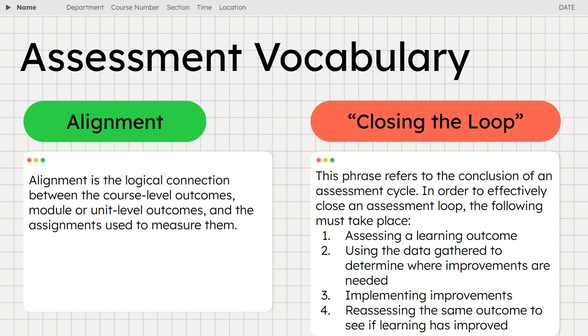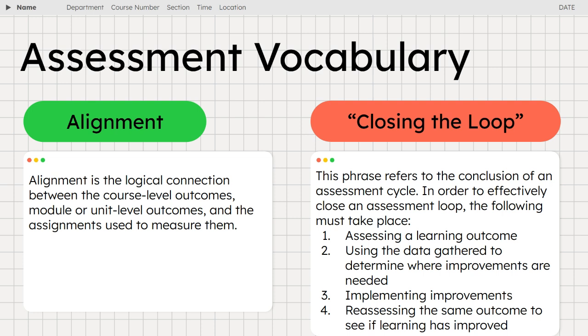And then number 3, I'm going to implement those changes the next time I teach that class. For something like English 101, it's changing all the time because we teach it every single semester. If you are looking at a class that is only taught in the fall, you will think about those changes. You'll start working on it behind the scenes, but you'll implement it the next time you teach it in the next fall semester, if that's the only time that class happens. So we implement those improvements, and then we reassess that same outcome to see if learning has improved.